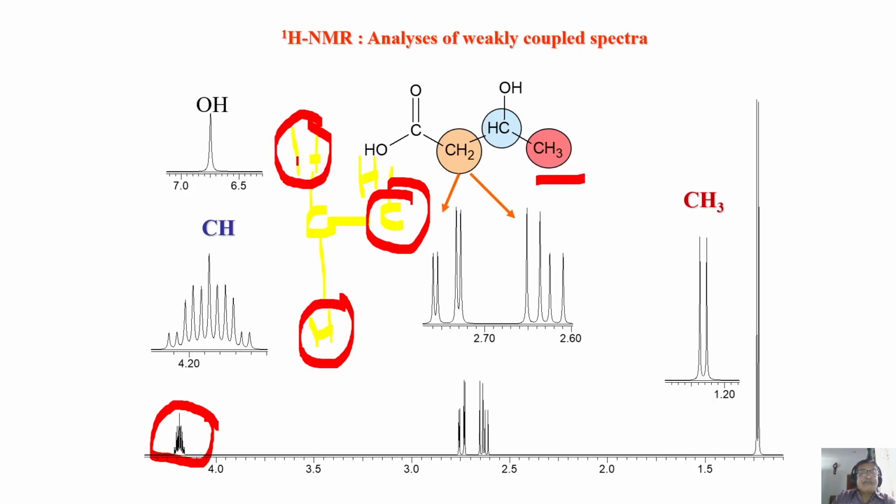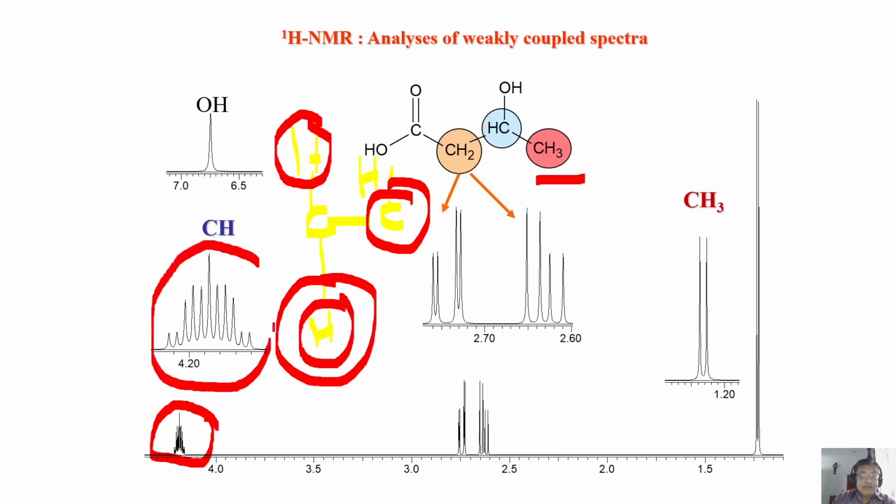Each line of the quartet is split into a doublet because of this, and further it is split because of this proton also. As a consequence, you are getting multiplicity like this. Otherwise, you should have gotten only a quartet of triplets. Now we counted 3 plus 5, 10 plus 10, 12 peaks we are expecting. Are we really getting 12 peaks or more? In fact, we should get 16 peaks here.